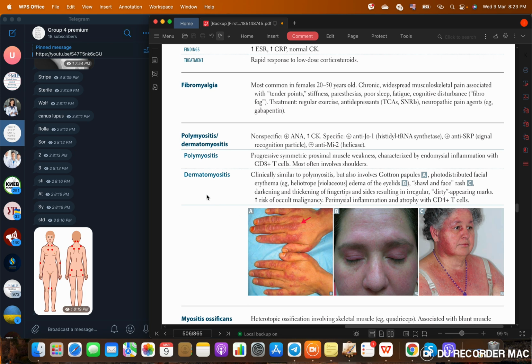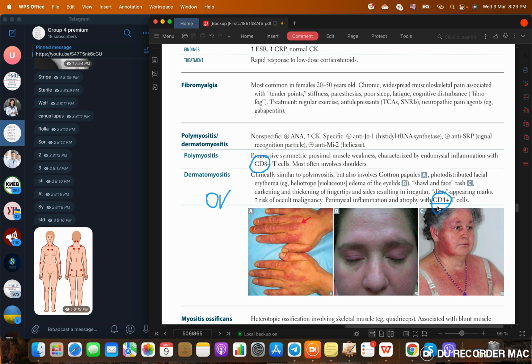Make a note, ovarian cancer. Actually, it can be any visceral cancer, but most commonly ovarian cancer. So perimysial inflammation and atrophy, and it's because of the CD8. CD8 is much stronger than the CD4. CD4 is much stronger than CD8.